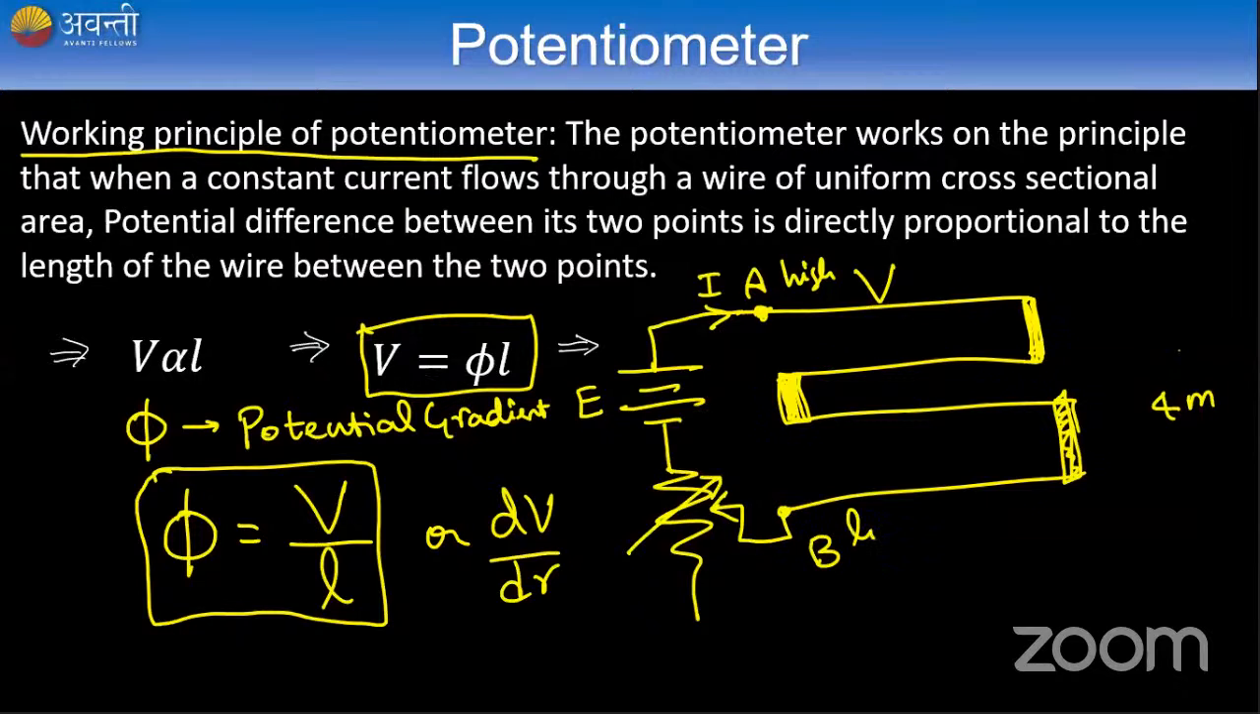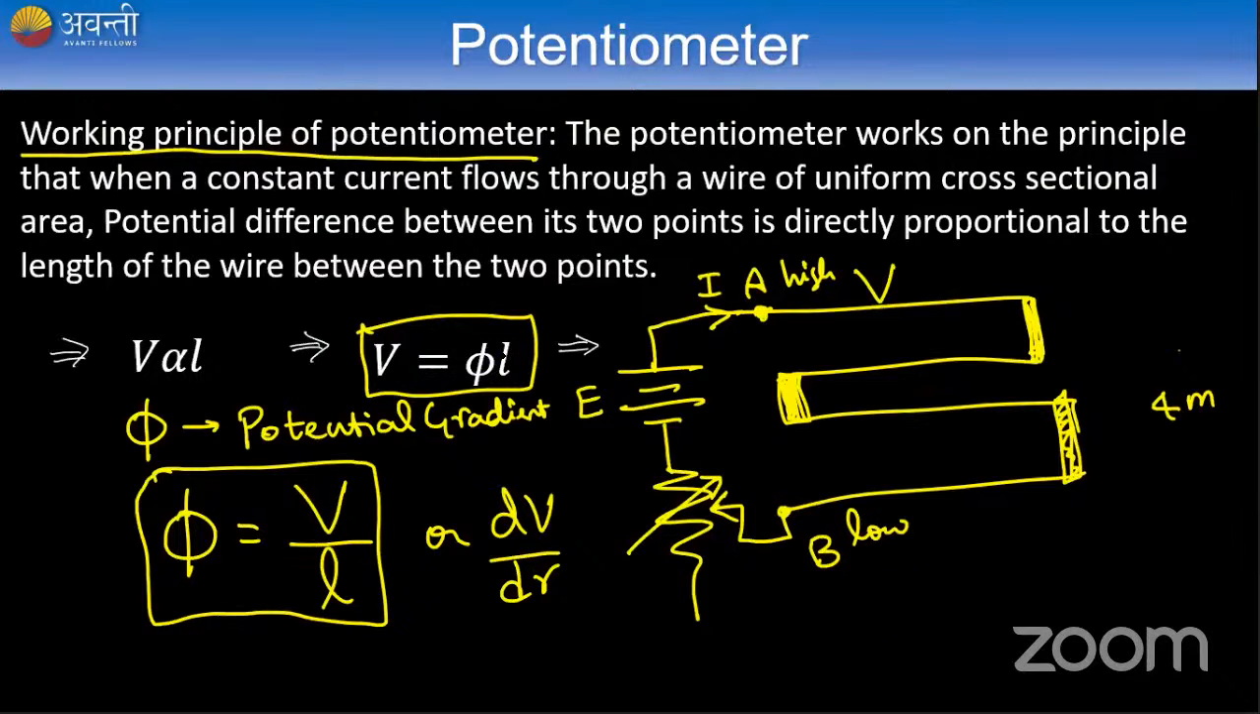So there exists a potential gradient between points A and B, from higher potential to lower potential. As we go along the length of the wire, the potential decreases. Okay, the potential drop. So there exists a potential drop V. So the potential gradient is potential drop per unit length.